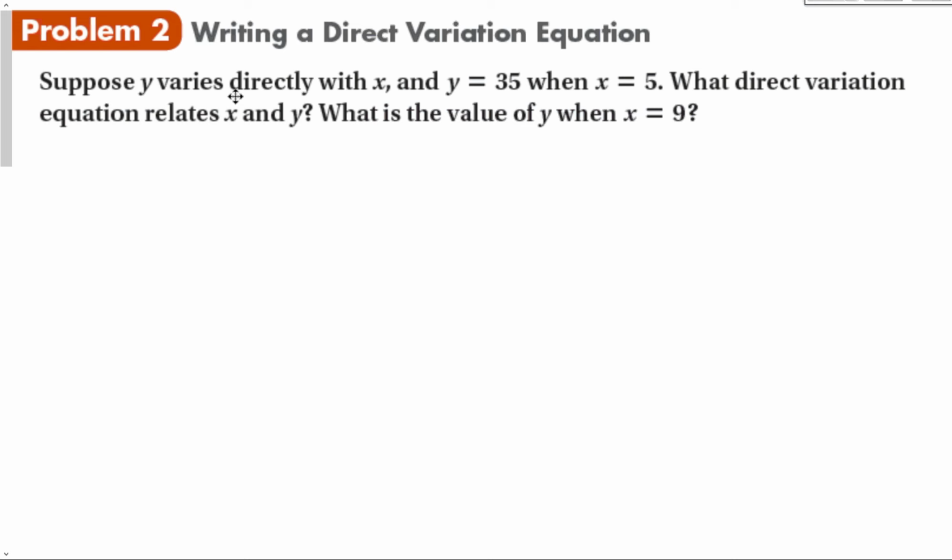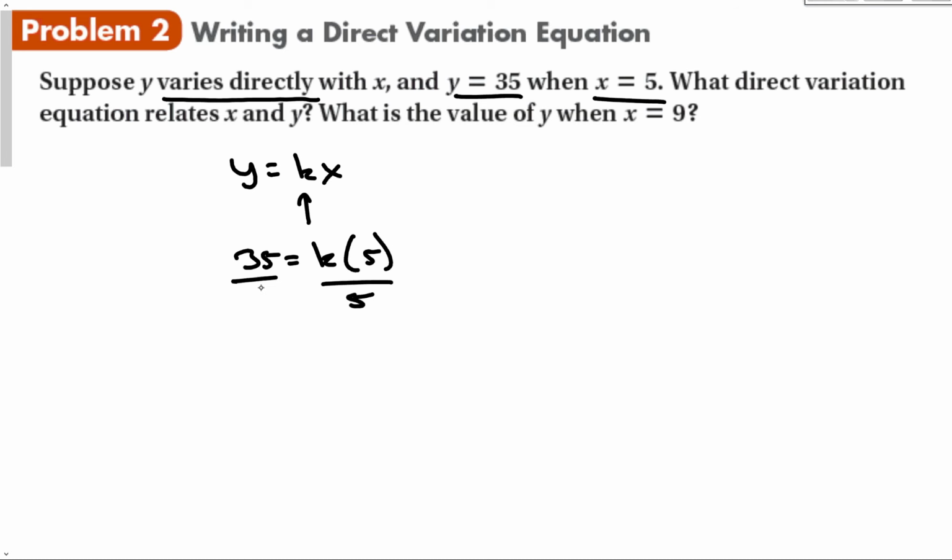So we know that this is direct variation. So we know that y is going to be equal to some constant times x. So the first thing we need to do is find the constant. Well, we have a y and we have an x. So I can say that 35 is equal to some constant times 5. Divide both sides by 5, and we have that my constant is equal to 7.